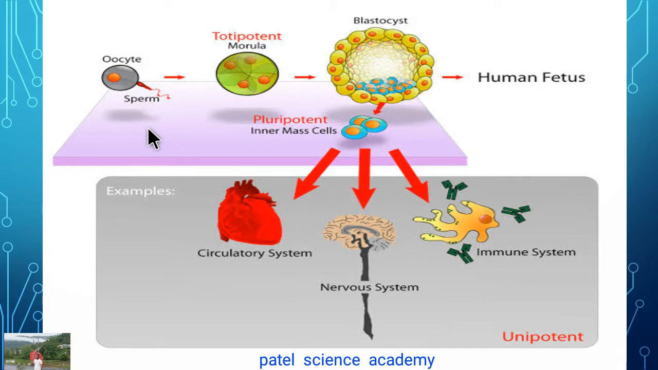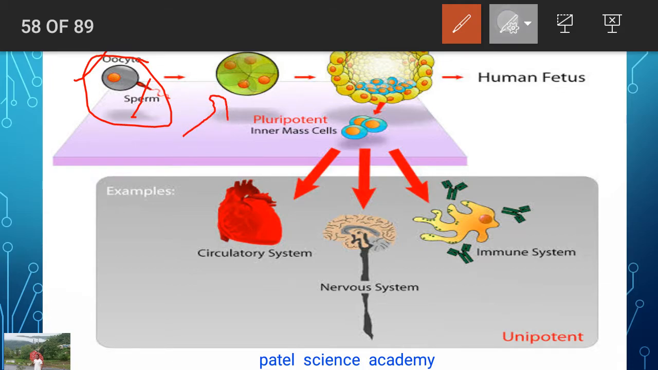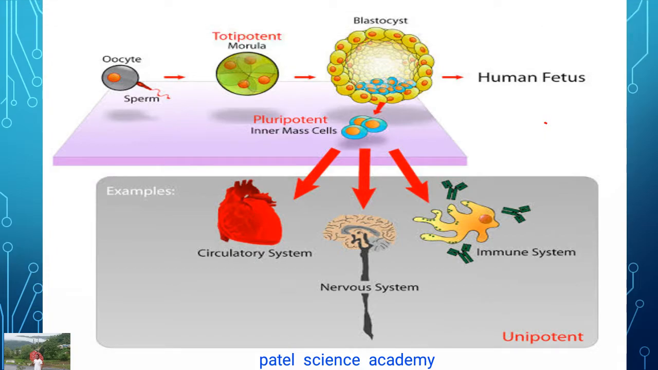In this slide you can see the example of the totipotent cell. As you know, in the body there is a process of fertilization. In fertilization, dear students, the male gamete fuses with the female gamete. You can see this is the female gamete, egg or oocyte, and this is the male gamete, sperm. The sperm fertilizes the egg and it becomes the zygote, and then the zygote becomes the morula. You can see this morula here in green color, it has some cells and a nucleus, and this is called the morula stage.